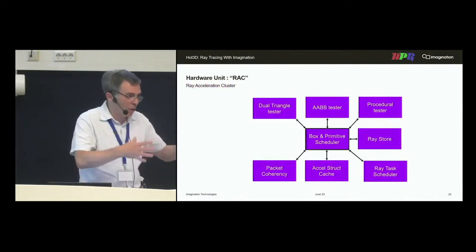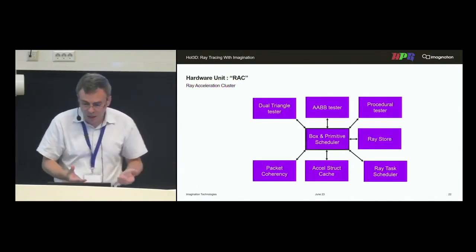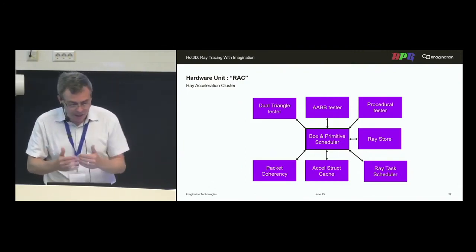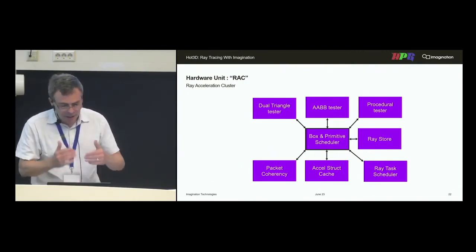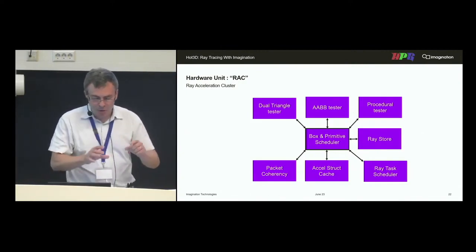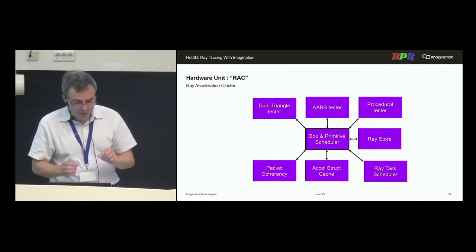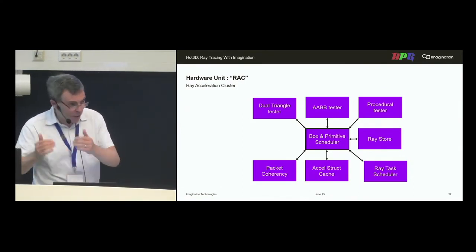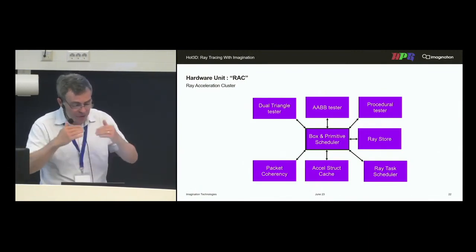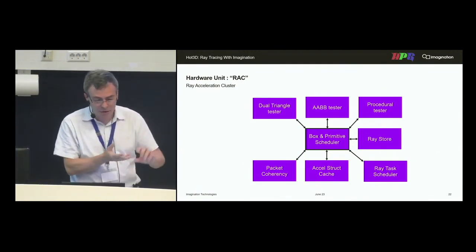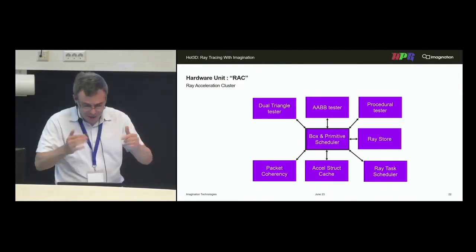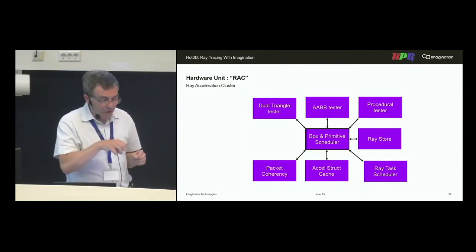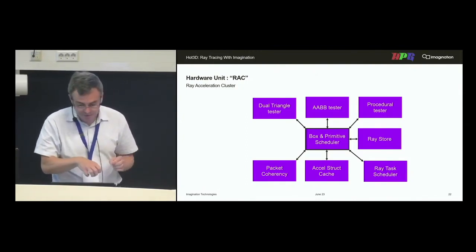Anyway, what's the overall architecture? In the system, we can have some number of what we call RACs, the ray acceleration clusters. Sitting in the center of that, you have a box primitive scheduler. What that does is it grabs a packet out of the packet system and gets the rays associated with it, and sends them on to either the dual triangle tester, the AABB tester, or the procedural tester, gets back results, updates the packet, and so on, getting data out of a cache for the acceleration structure.